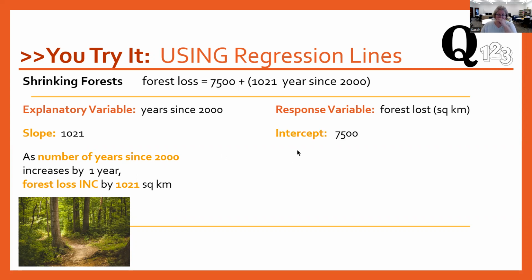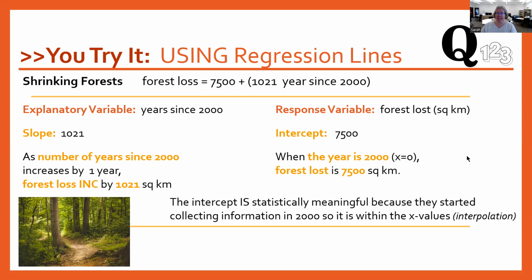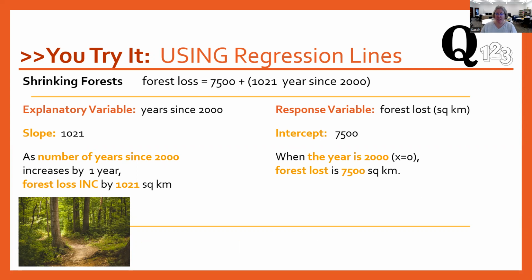The intercept is going to be the only number by itself, so the 7,500. And there's a couple of ways you could write this interpretation. Since x equals 0 is the year 2000, we could write: when the year is 2000, the forest lost is 7,500 square kilometers. You could have written: when the number of years since 2000 is 0, the forest lost is 7,500 square kilometers. So there's a couple of ways you can word that one to make it make sense. But ultimately, what we're saying with that sentence is that in the year 2000, we lost about 7,500 square kilometers.